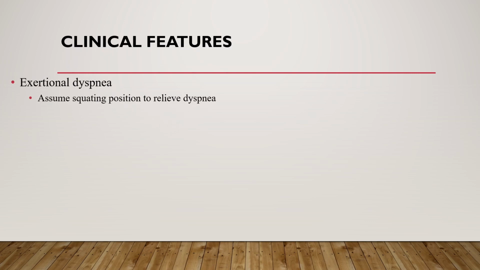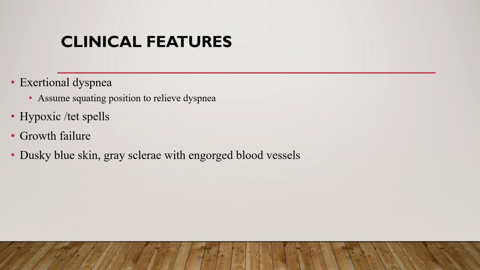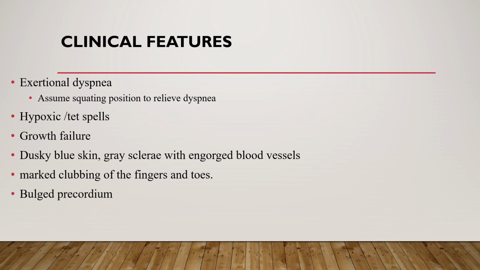Overall, they might have exertional dyspnea, hypoxic or Tet spells, growth failure, dusky blue skin, gray sclera with engorged blood vessels, marked clubbing of the fingers and toes, and a bulging precordium can be present, and also an ejection systolic murmur at the left second space can be heard.